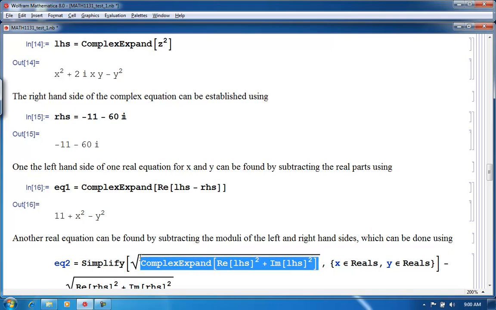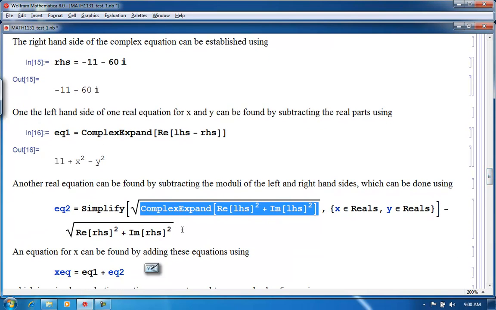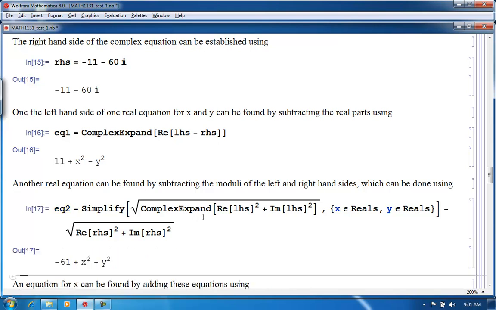and we're going to simplify it, and we're going to assume that x and y are reals. And then we subtract off the modulus of the right hand side, which is calculated using that. So this will give us another equation, and you can see that it's x squared plus y squared minus 61 equals 0. I always write equations in the form something equals 0.